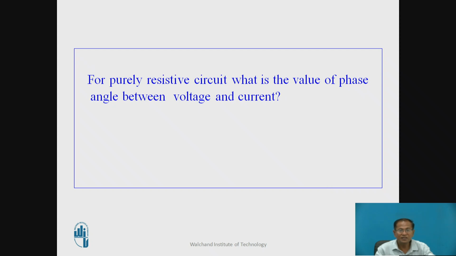For a purely resistive circuit, what is the value of the phase angle between the voltage and current? When the voltage is applied to a purely resistive circuit, the current flows through it, and voltage and current both are in phase. This means when one cycle of voltage is completed, at the same time one cycle of current is also completed. Therefore, the phase angle between voltage and current is 0, because as we know, V is equal to Vm sin omega t and I is equal to Im sin omega t, both are in phase. Therefore, the phase angle is 0 degree.